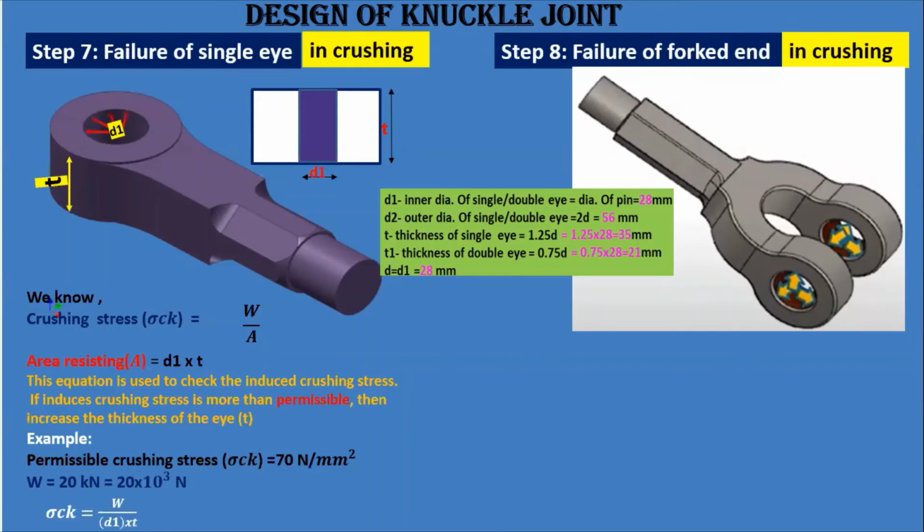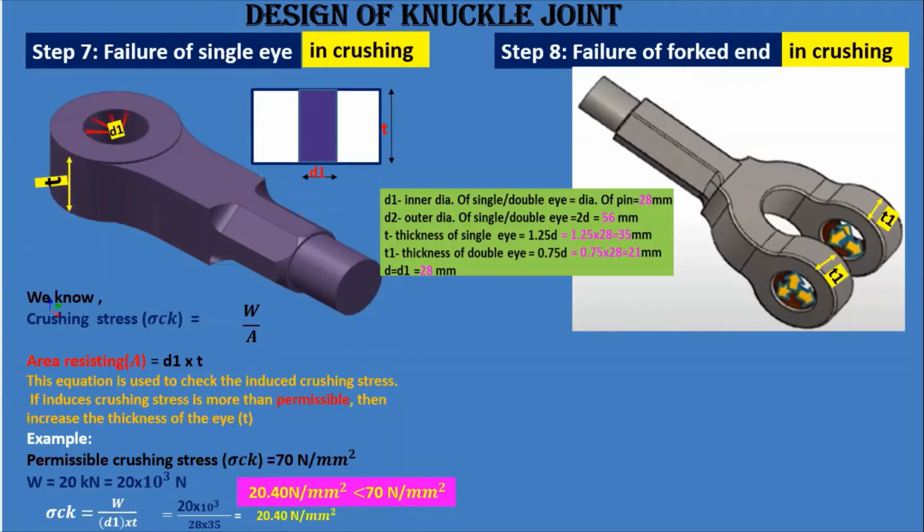I'll just substitute the value. When I substitute the value, D1 is 28 and thickness is 35. I have got 20.40 Newton per square millimeter. If you observe, the induced crushing stress is less than the permissible, so your design is safe. There is no issue here.